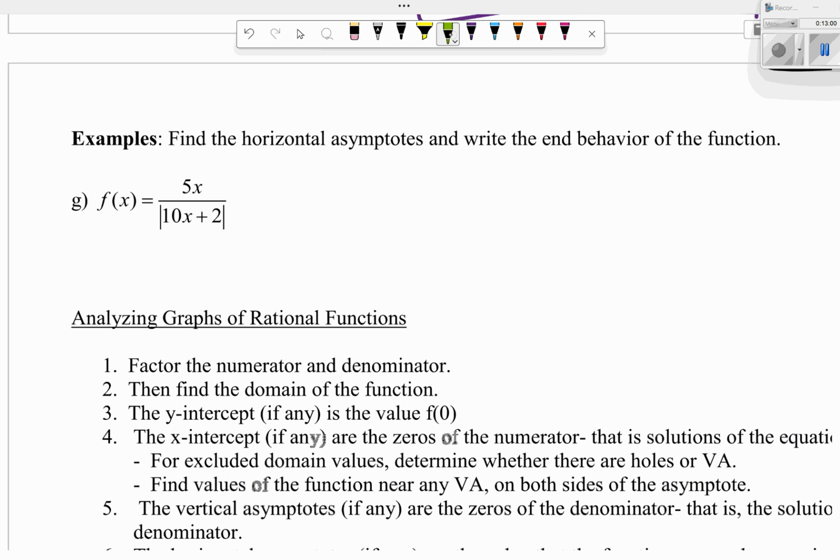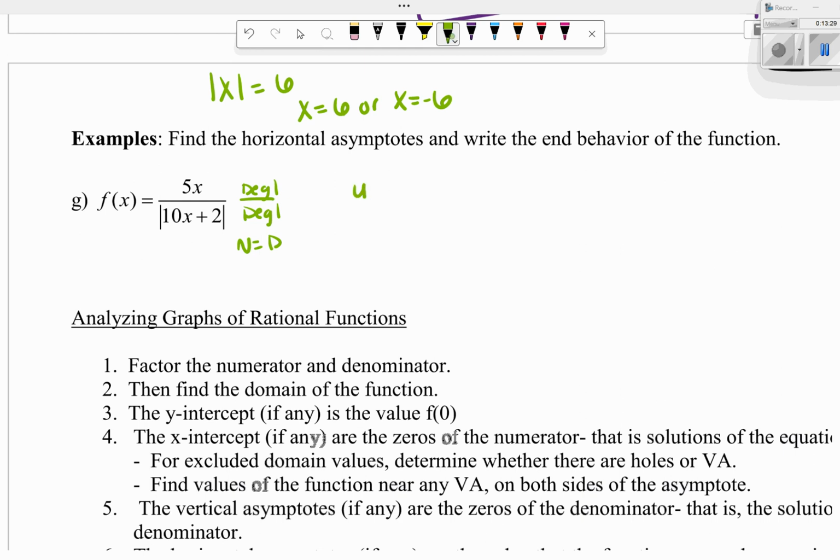So if we look at this, we can still use the same idea. This is still considered a degree 1 over degree 1, even though we have the absolute value bars. So the numerator degree equals the denominator degree. With absolute value, the difference is, remember when you're solving absolute value equations, like the absolute value of x equals 6, then x can be equal to 6 or x can be equal to -6, because if you plug in -6, you're taking the absolute value and that's equal to 6. So you actually have two solutions here.